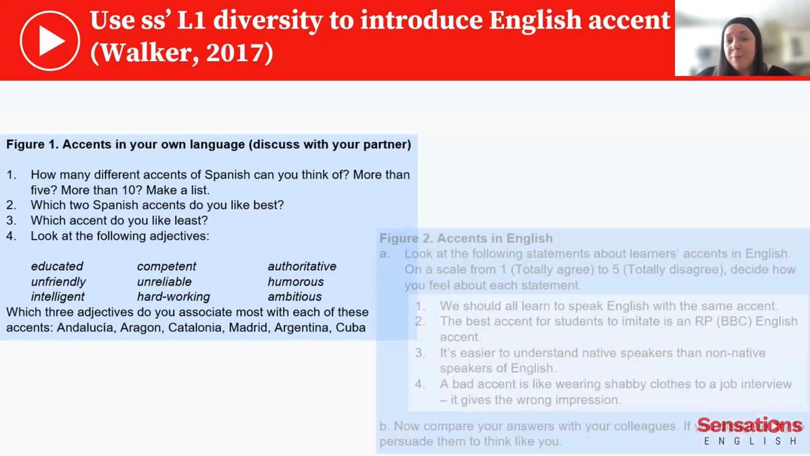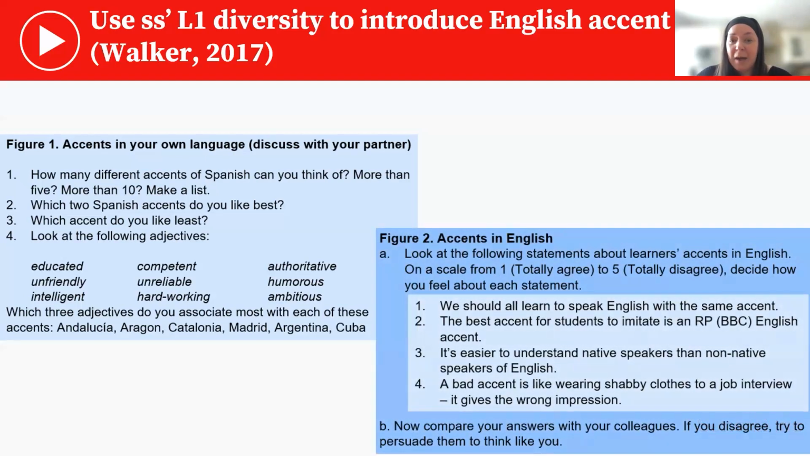So after doing this, he would then ask them these questions about English, trying to get them to connect the dots and see the reflection between their mother tongue and English. So they had to look at the statements and they had to decide if they agreed or disagreed. How did they feel? We should all speak English with the same accent. The best accent for students to imitate is an RP accent, also called BBC English. It's easier to understand native speakers than non-native speakers. And a bad accent is like wearing shabby clothes to a job interview. It gives the wrong impression.